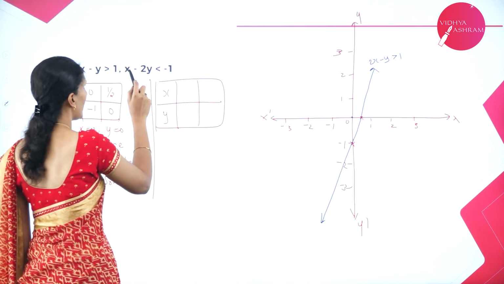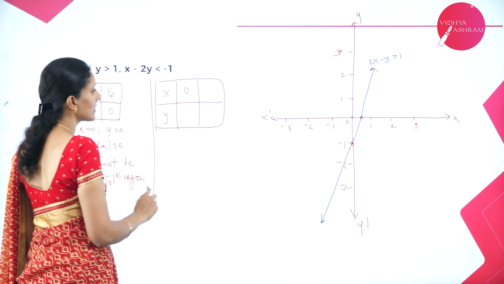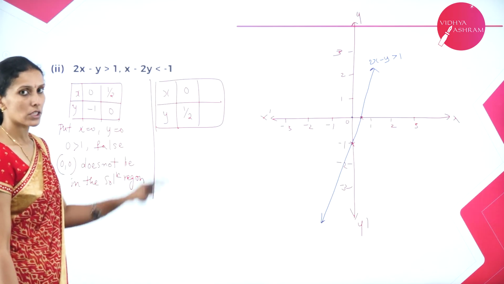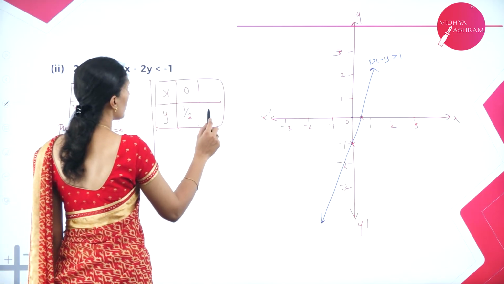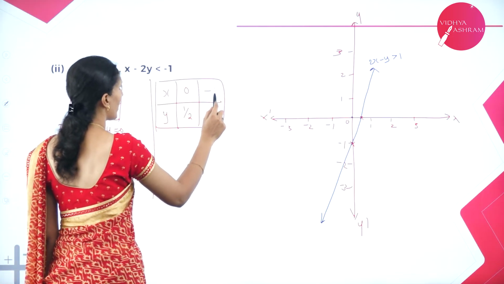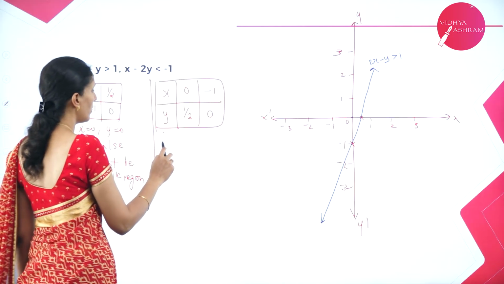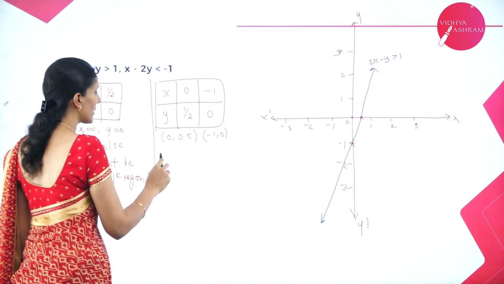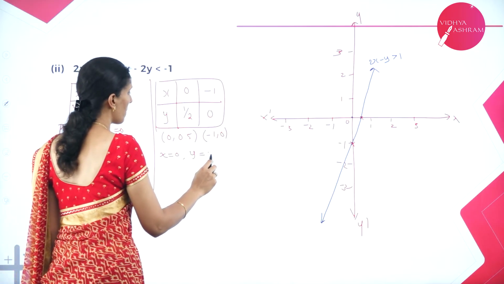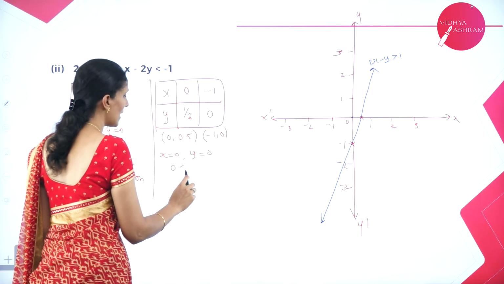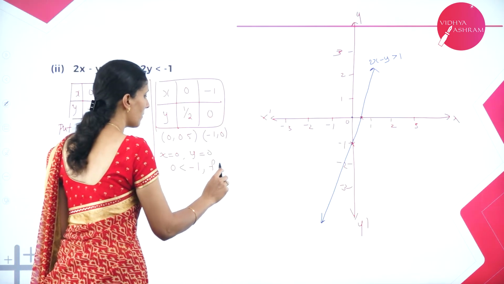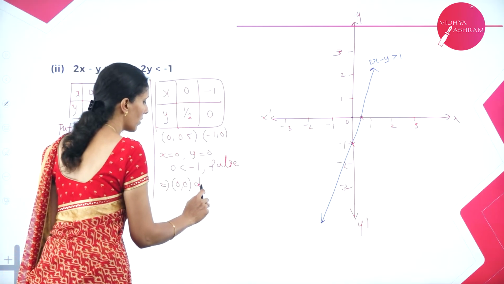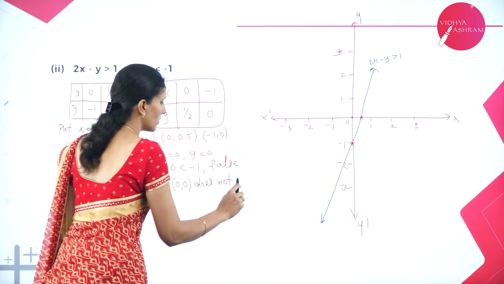Put x is equal to 0. Then y is equal to 1 by 2 there. So I will get minus 2y less than minus 1, which gives y is half. And put y is equal to 0 there, you will get x is equal to minus 1. So therefore the points are 0, 0.5 and minus 1, 0. Now put x is equal to 0, y is equal to 0 there. So this implies 0 is less than minus 1. False again. So therefore what we can conclude is 0, 0 does not lie in the solution region.